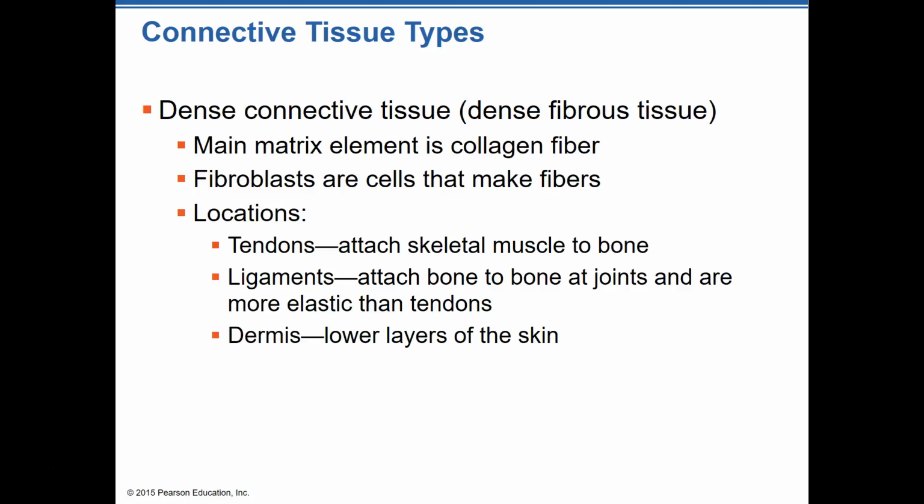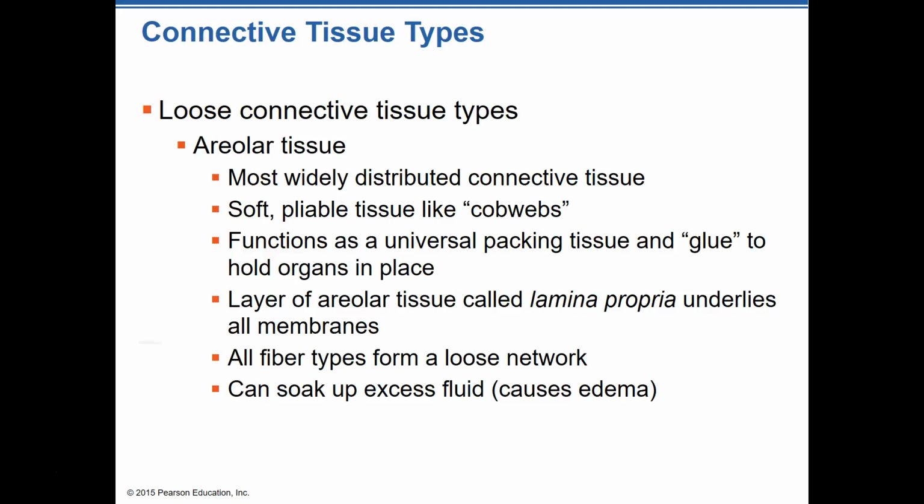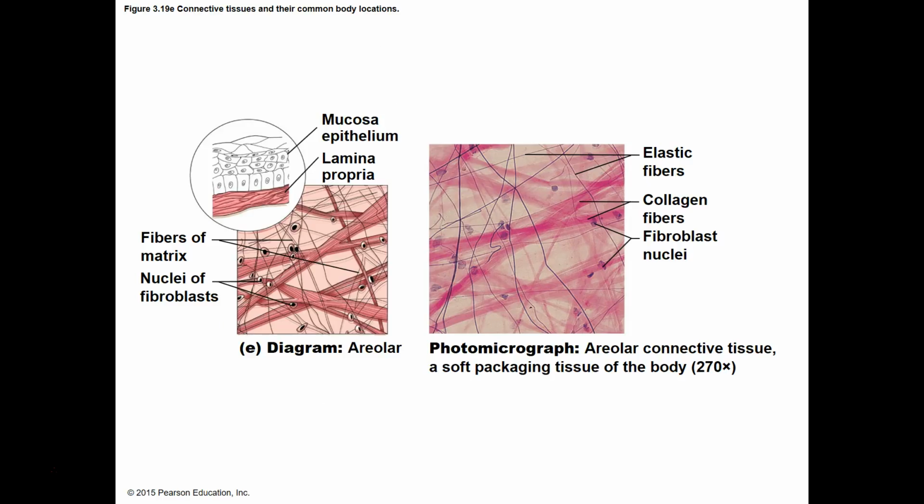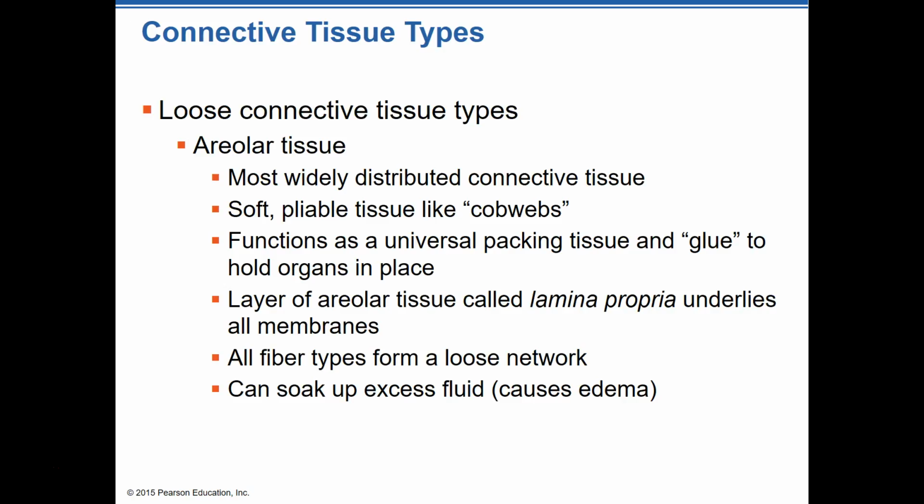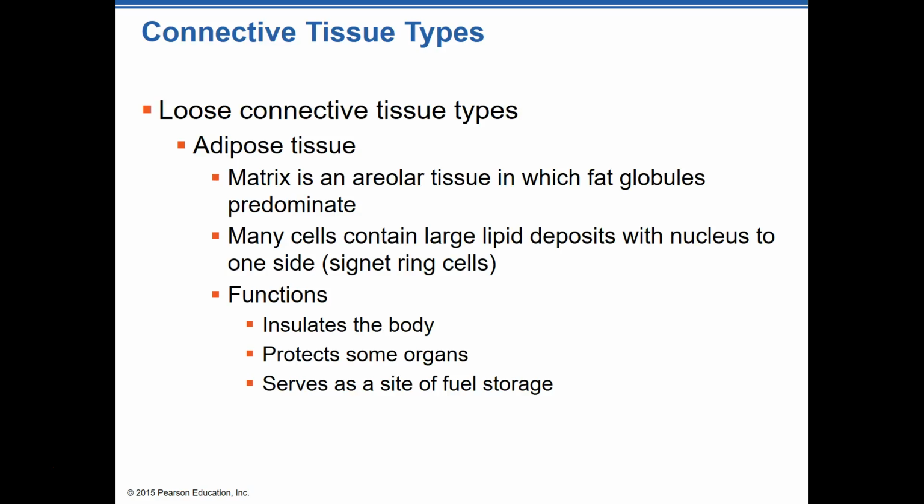Dense connective tissue, they maintain elements. The main element in them is collagen fiber. Tendons, ligaments, in the dermis, we find it there. And then loose connective tissue, most widely distributed connective tissue, soft, pliable, usually like cobwebs. They soak up fluids and do all those kinds of things, and it's found everywhere, is that loose stuff.